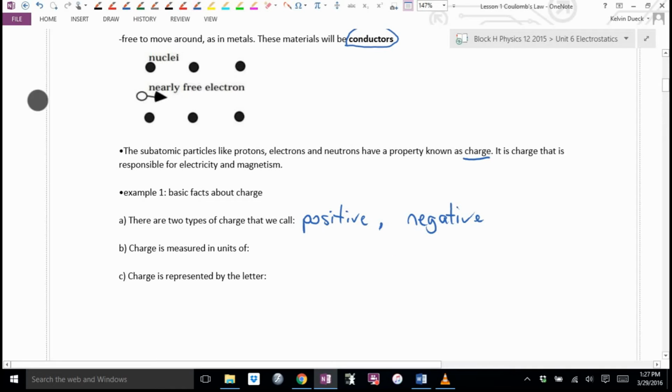What do we measure charge in? What are the units for charge? Nope. Volts is not a measure of charge. Volts is a measure of sort of energy, but not quite. I'll give you a hint. It's in the title. Coulombs. Charge is measured in coulombs, symbol capital C.